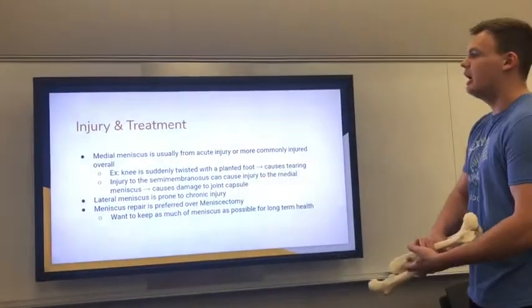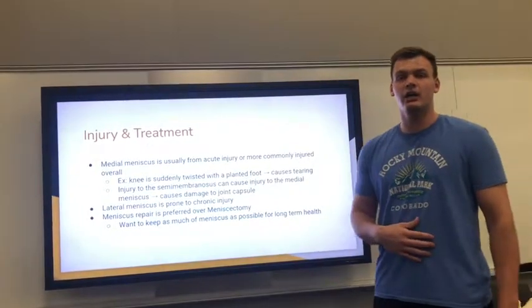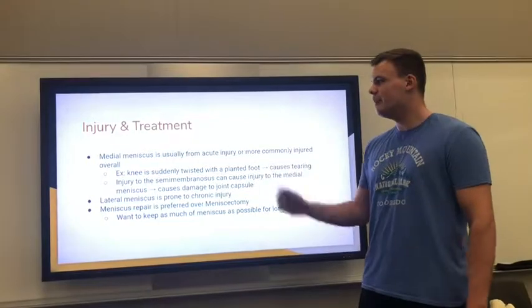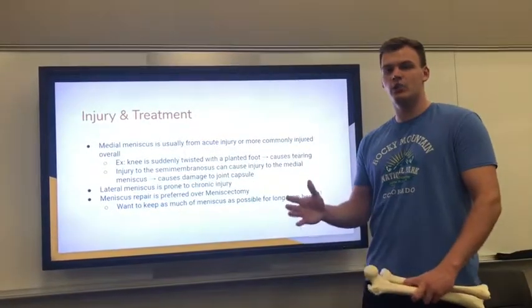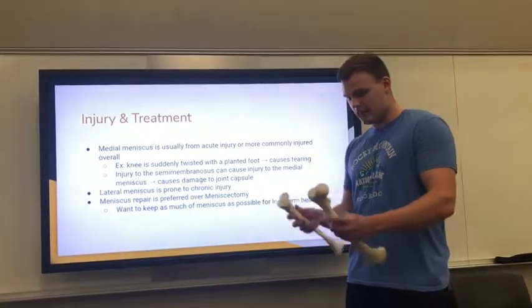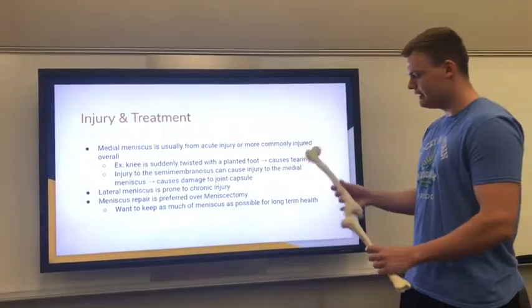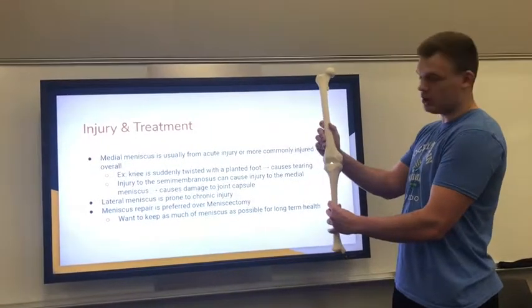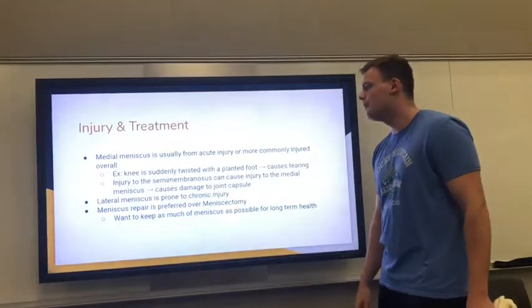First, as we talked about in lecture, the medial and lateral menisci are commonly injured in two different ways. The medial meniscus is usually injured from an acute injury, and overall it is injured more than the lateral meniscus. For example, if you have a stable foot, like in this example, and your femur twists, this can cause a tear in the menisci, which will cause bleeding, as we talked about before.